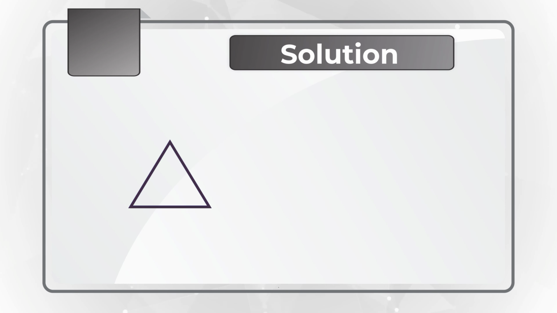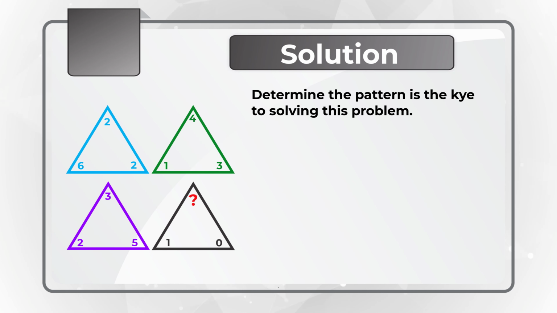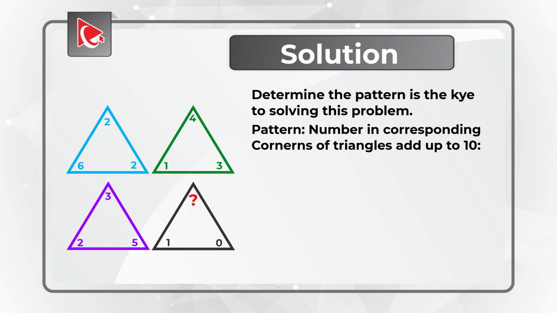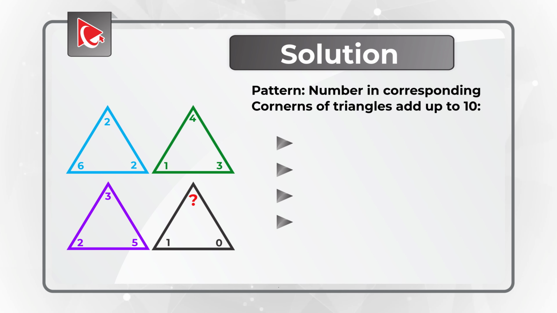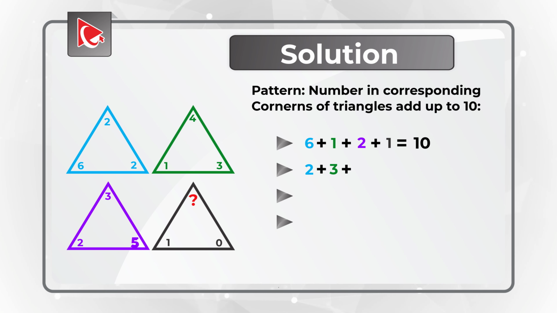As I mentioned, the trick about this problem is that the number can be calculated. And the key to calculate it is to determine the pattern. The pattern here is that the numbers in the corresponding corners of the triangles all add up to 10. Let's do the math and start with the bottom left corner. 6 plus 1 plus 2 plus 1 equals 10. Let's go to the bottom right corner of the triangle. 2 plus 3 plus 5 plus 0 is also 10.